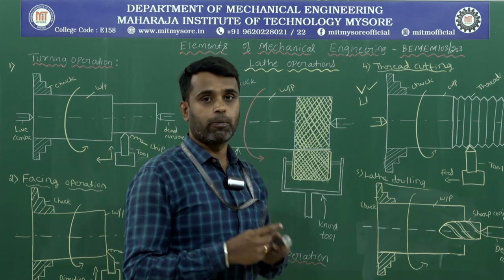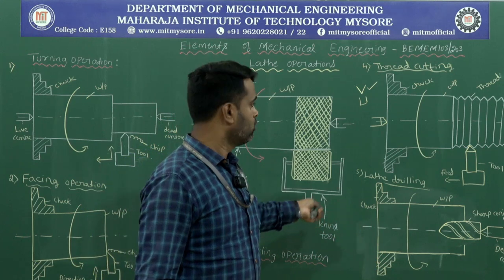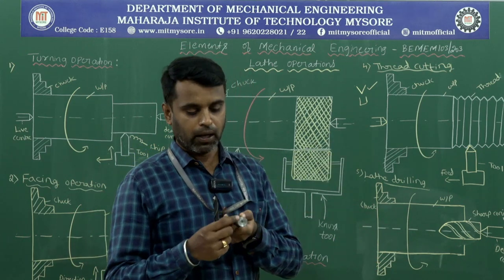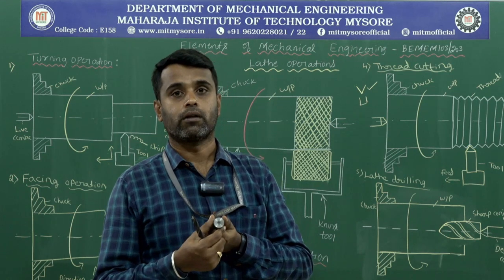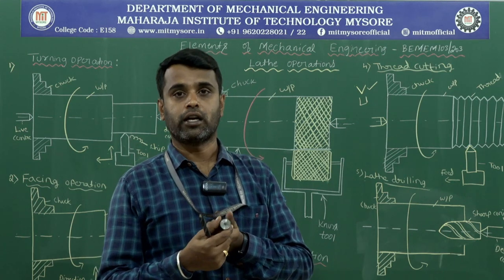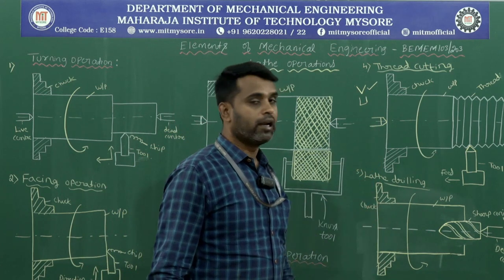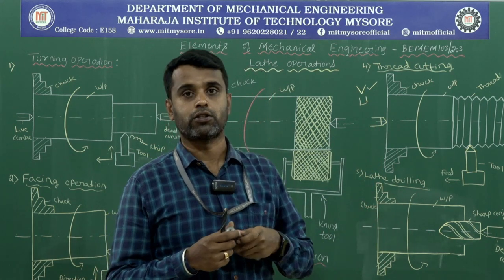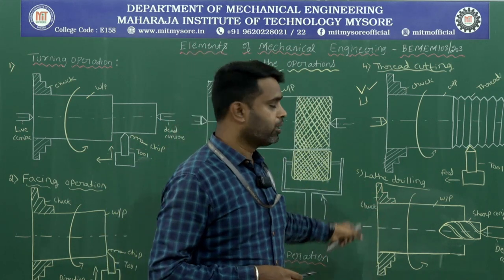In knurling, we can produce a rough surface on the cylindrical workpiece material by using the knurling tool. In thread cutting, we can make helical grooves on the cylindrical workpiece material. That operation we call a thread cutting operation. And in lathe drilling, we can make a cylindrical hole in the solid workpiece material by using a twist drill. We call it the lathe drilling operation.